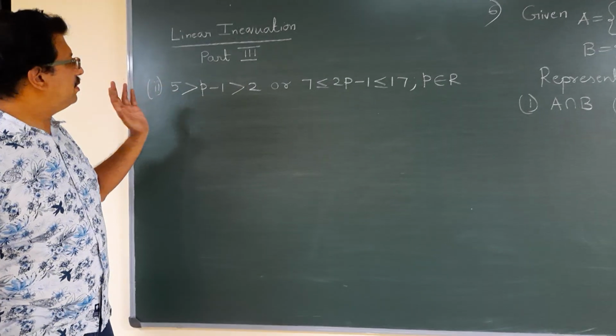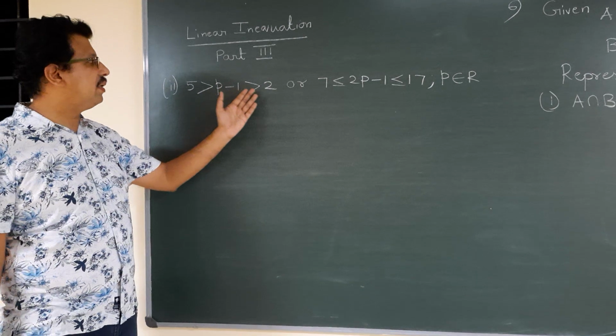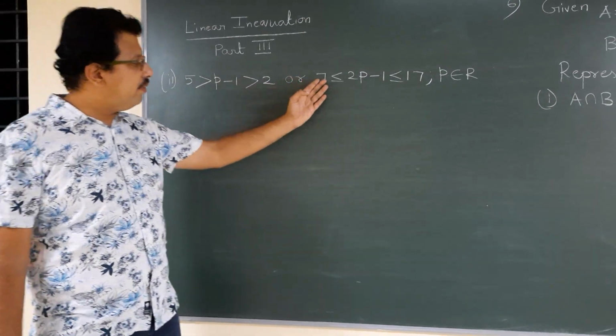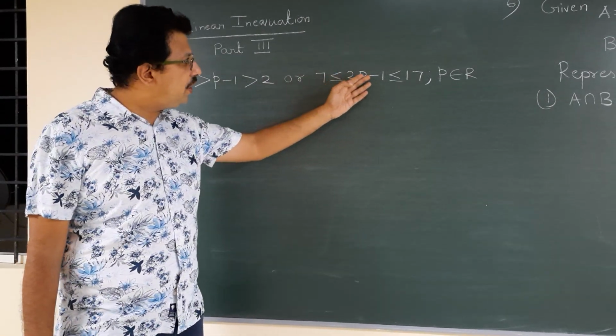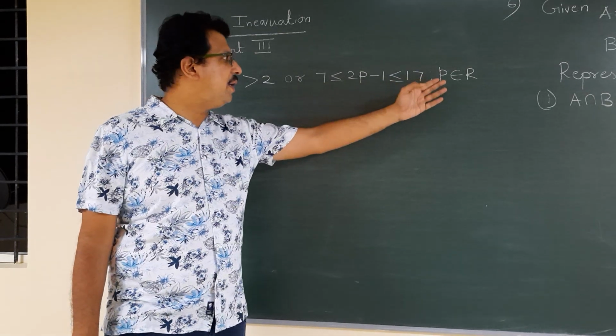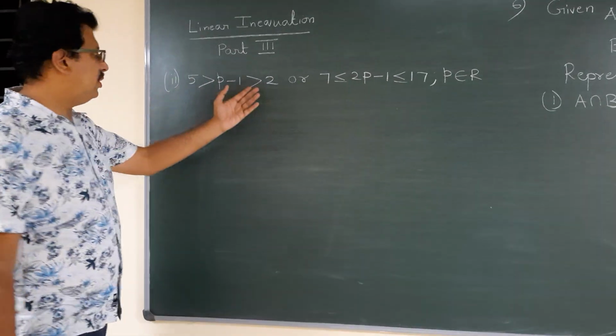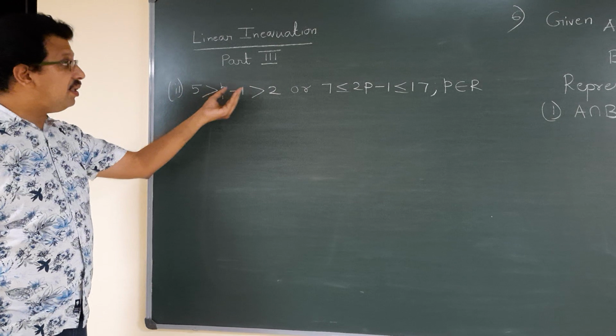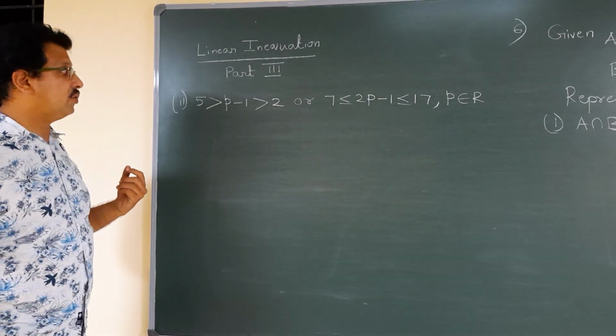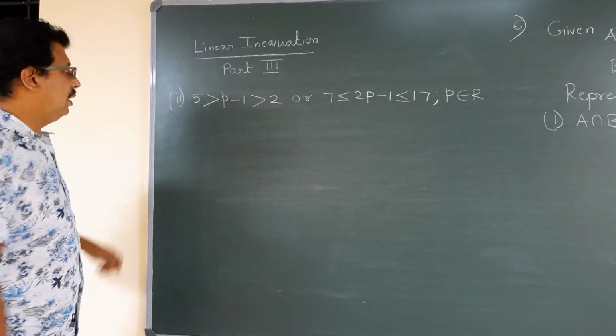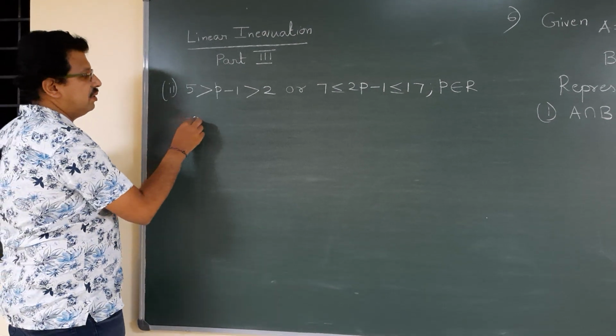So the next problem is 5 is greater than p minus 1 greater than 2, or 7 is less than or equal to 2p minus 1 less than or equal to 17. p belongs to real numbers. So let me solve this, because there are 3 parts, so you have to be very careful in solving this inequation, children. So let me take the first inequation.